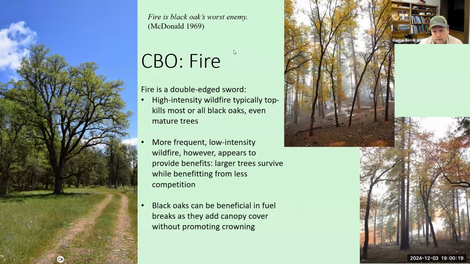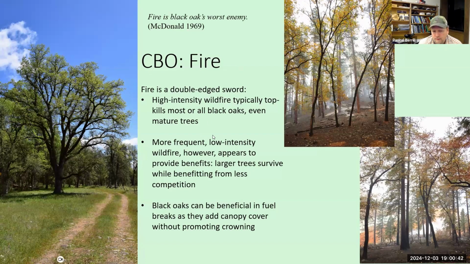Now let's talk about black oak and fire. Fire is, we'll call it a double-edged sword. A high intensity fire will top kill most or all of the black oaks. Even the largest mature trees will be top killed. The root systems stay alive. That's why we call it top kill.